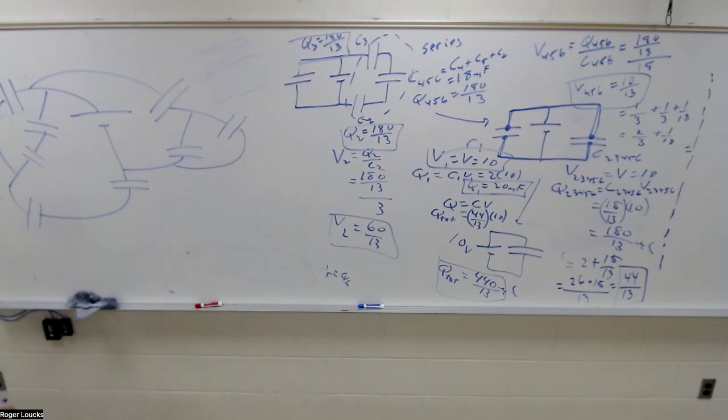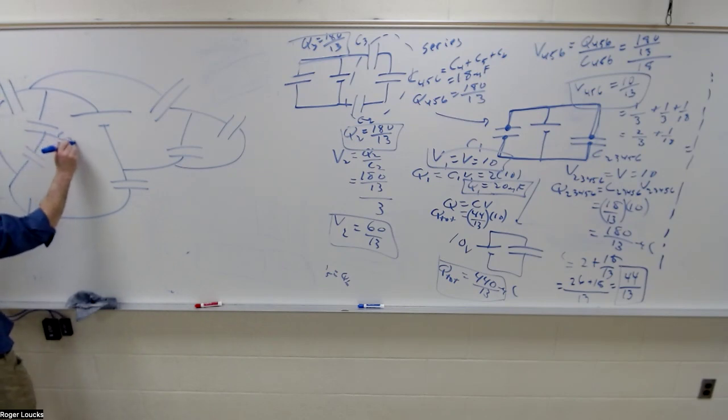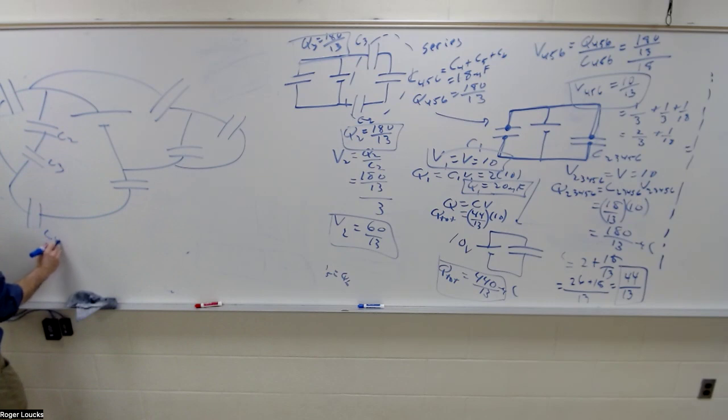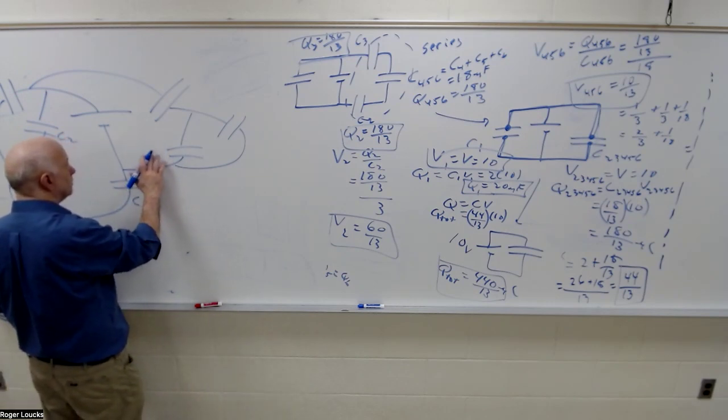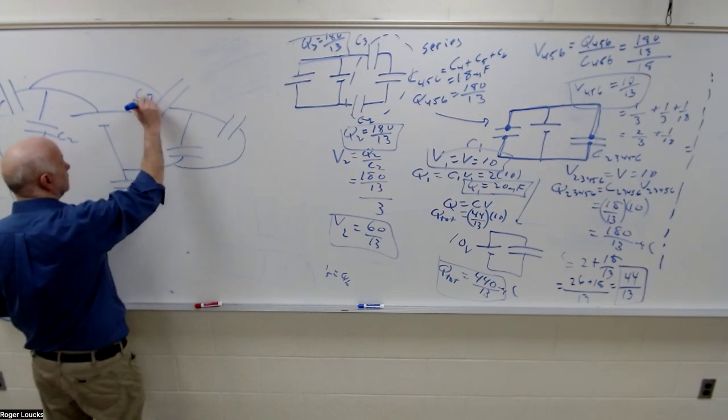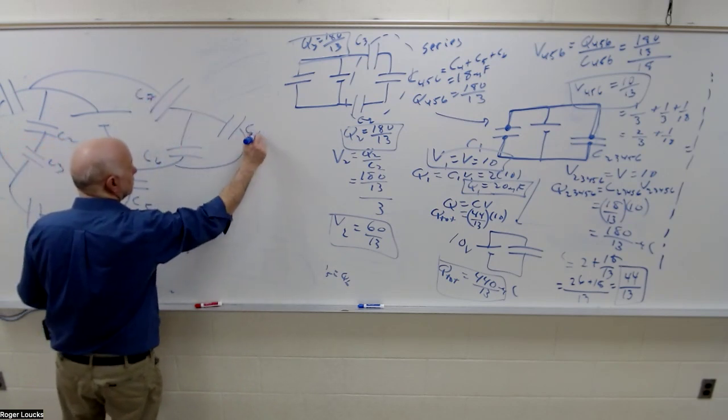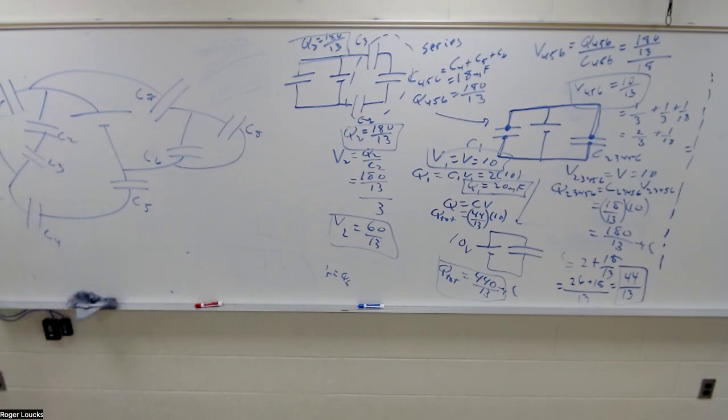Don't draw this yet. Boom, boom, boom, that's fine. Boom, okay, that's fine. Let's give these values here. So this would be C1, C2, C3, C4, C5, C6, C7, C8. What I want you to do is basically reduce this to one capacitor here.